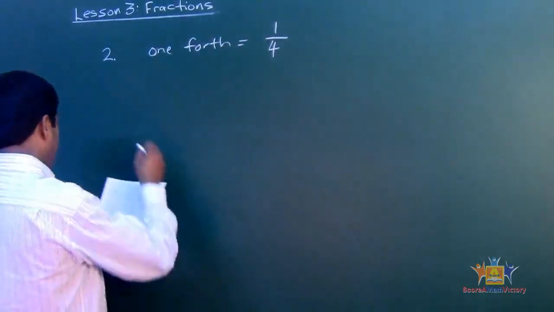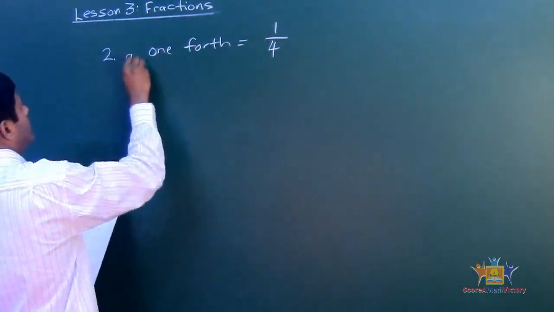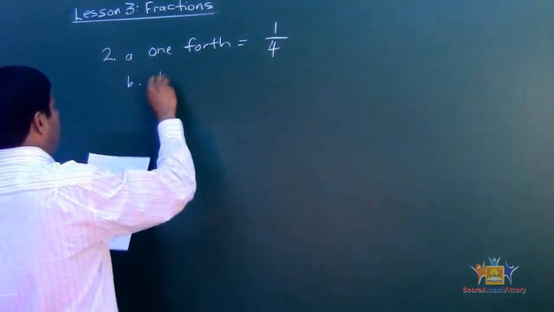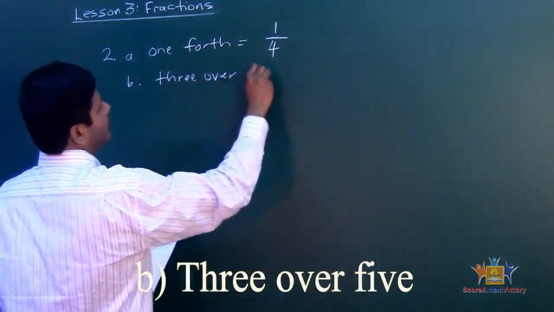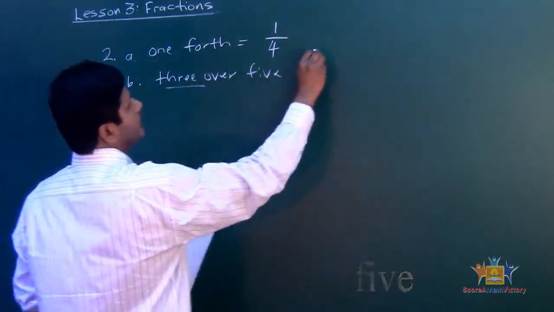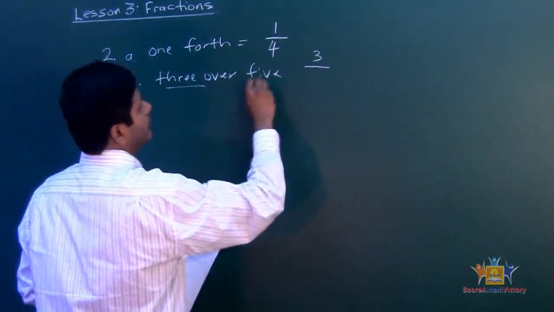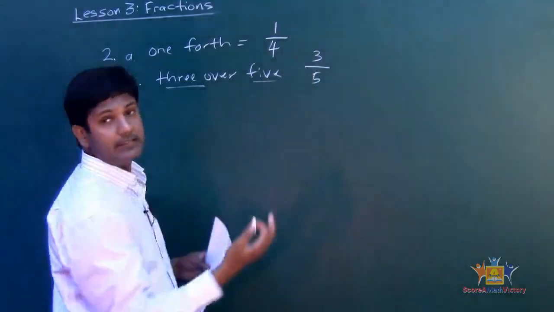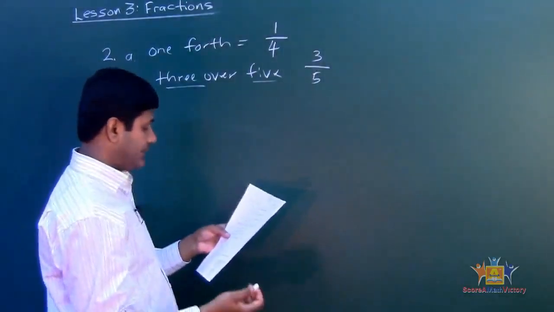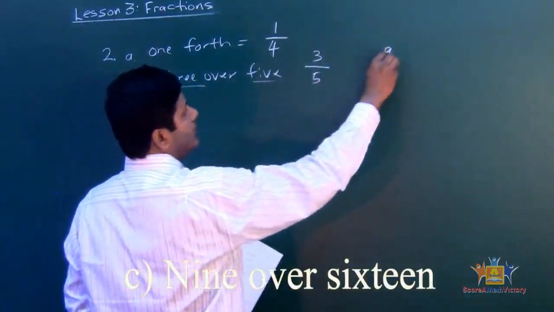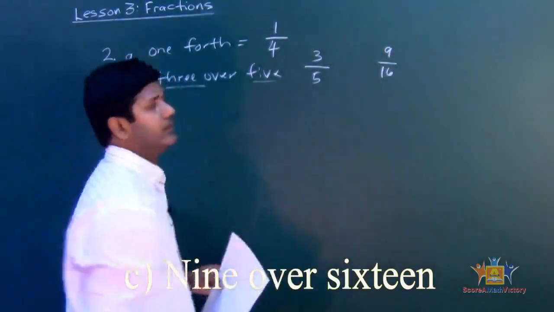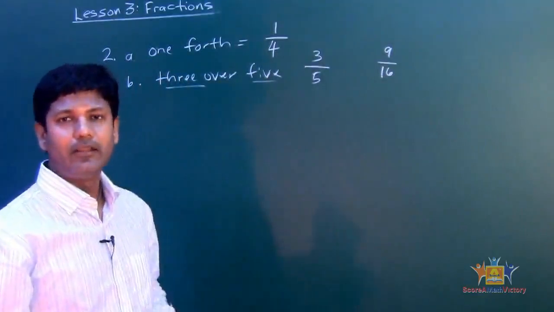And let's look at B. 3 over 5. Okay, see that? 3 over 5. Just exactly as it says. Very easy, isn't it? And then C, 9 over 16. So 9 over 16. Just like it says. Alright? So be careful there.